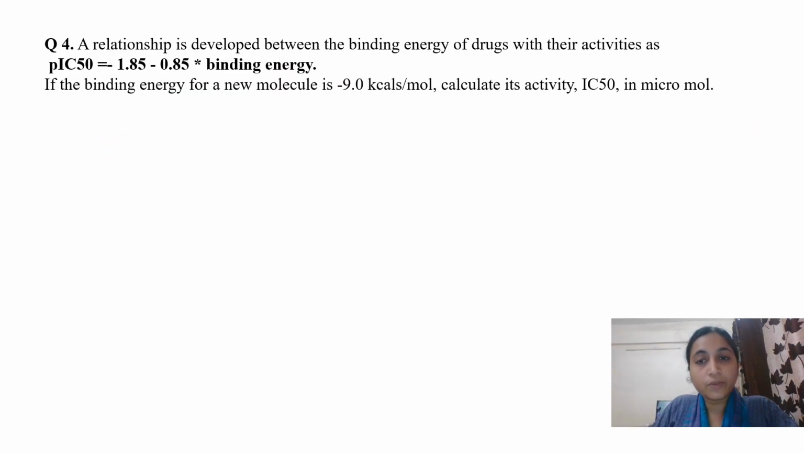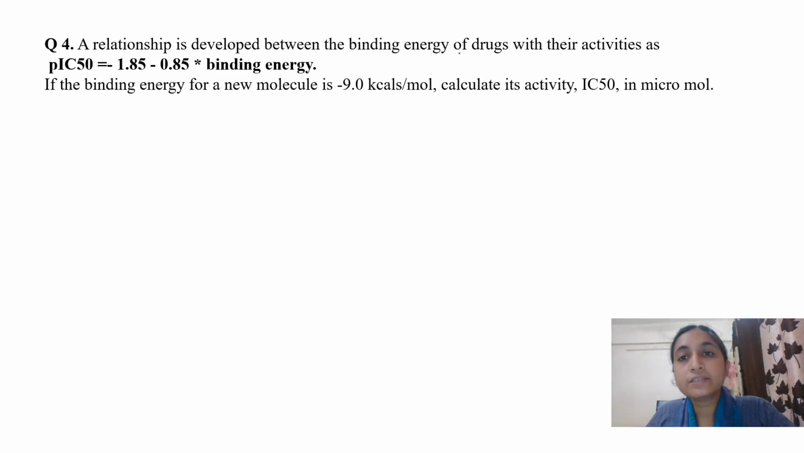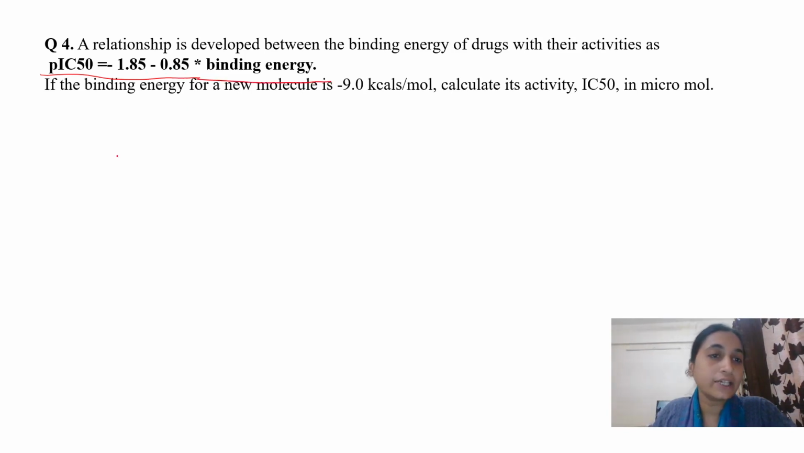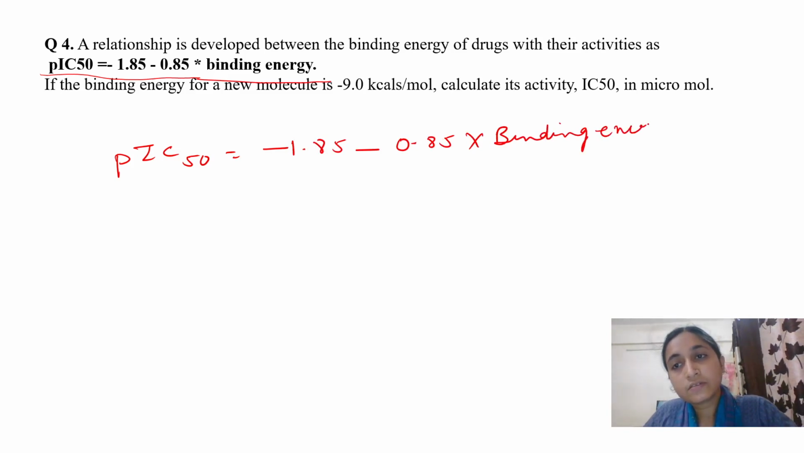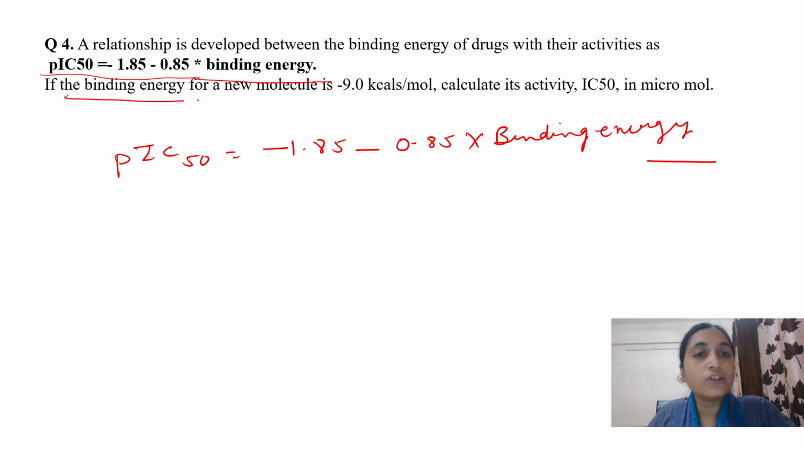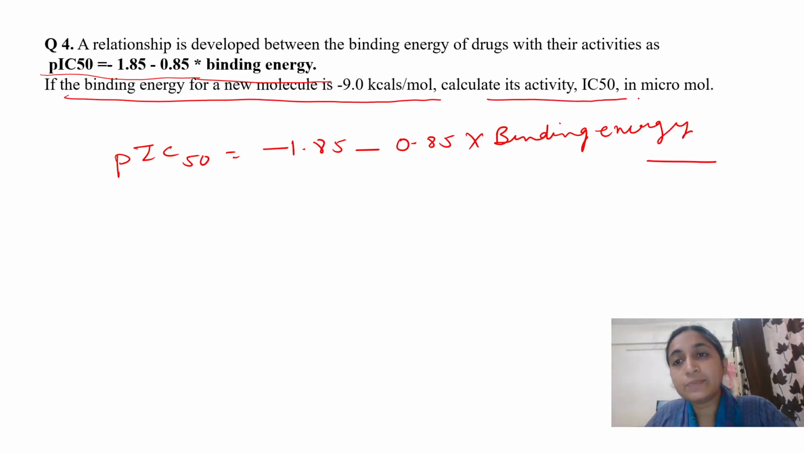So now come to question number 4. In question number 4, it's given that a relationship is developed between the binding energy of drugs and their activities as pIC50 equals minus 1.85 minus 0.85 into binding energy. This is the equation. If the binding energy of a new molecule is minus 9.0 kilocalorie per mole, calculate its activity IC50 in micromole.